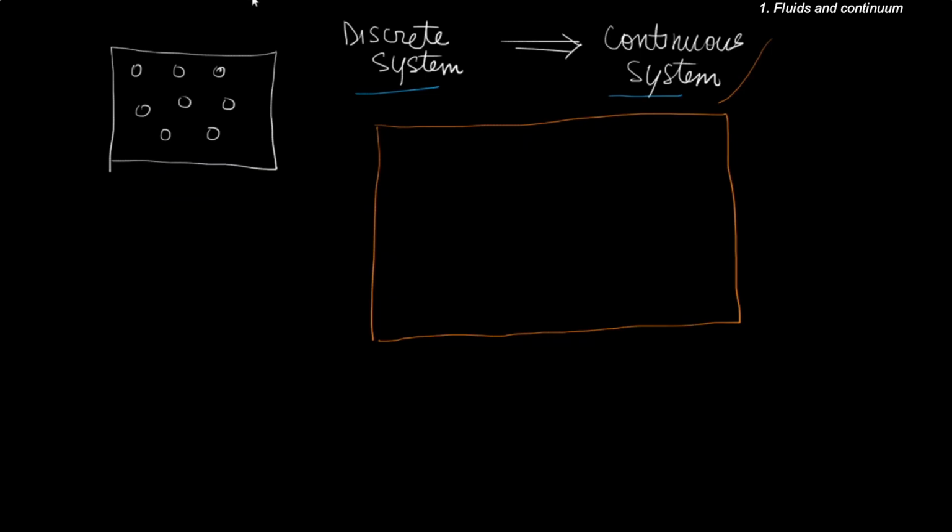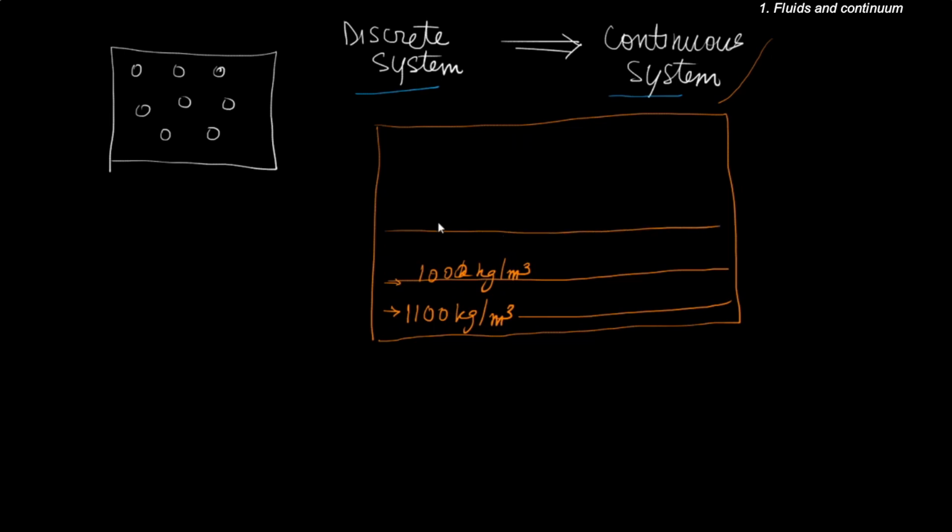So the density here, suppose it is 1100 kg per meter cube. Over here, this is the line for 1100, this is the line for 1000 kg per meter cube. Let us say this line represents 900 kg per meter cube. Let us say this is 800 kg per meter cube, and so on. And the characteristic length of the room is capital L.